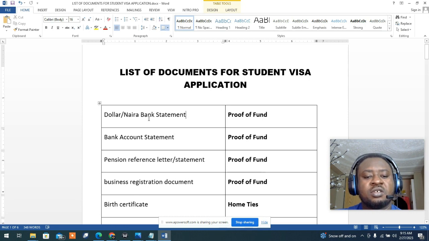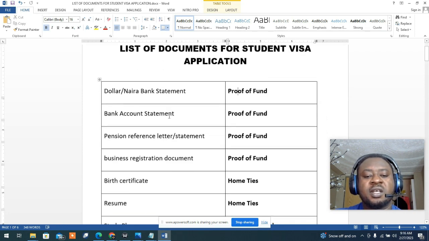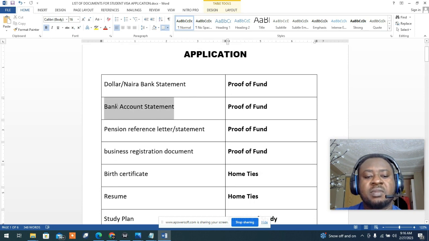So the first one is a dollar or naira account. If you have a dollar account, or what in Nigeria, if you are from Nigeria, we call a domiciliary account, it's a good document for proof of funds. You have some dollars inside, and it's a great proof of fund. Then we talk about bank statement.